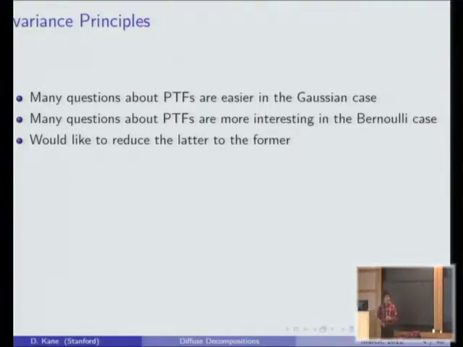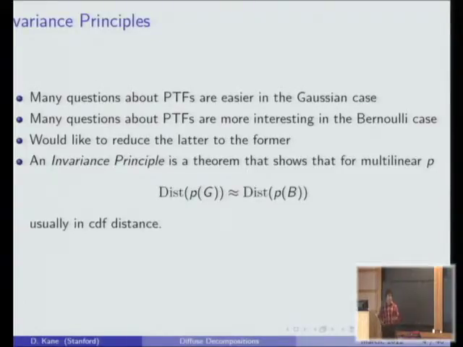Now, because of this state of affairs, it would be nice if we could reduce questions in the Bernoulli case to questions about the Gaussian case. And one way to do this is what's known as an invariance principle. An invariance principle is a theorem that shows that for certain multilinear polynomials, the distribution of p evaluated at a Gaussian is approximately the distribution of p evaluated at a Bernoulli. And usually the similarity is in terms of the cumulative density functions. Of course, you can use some other metrics as well.